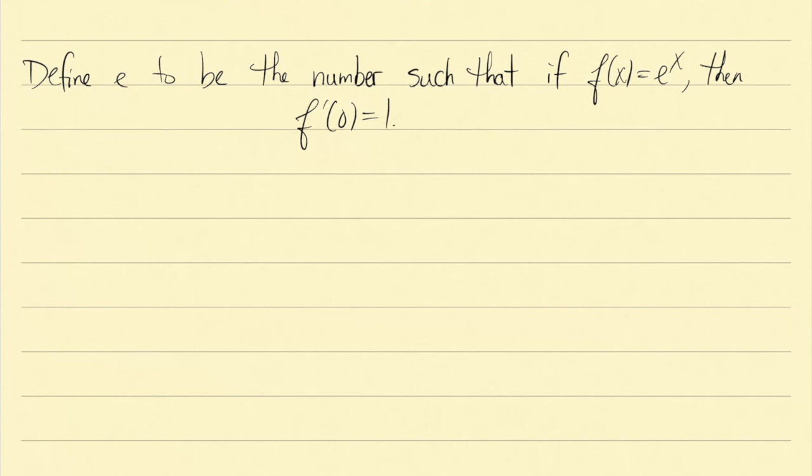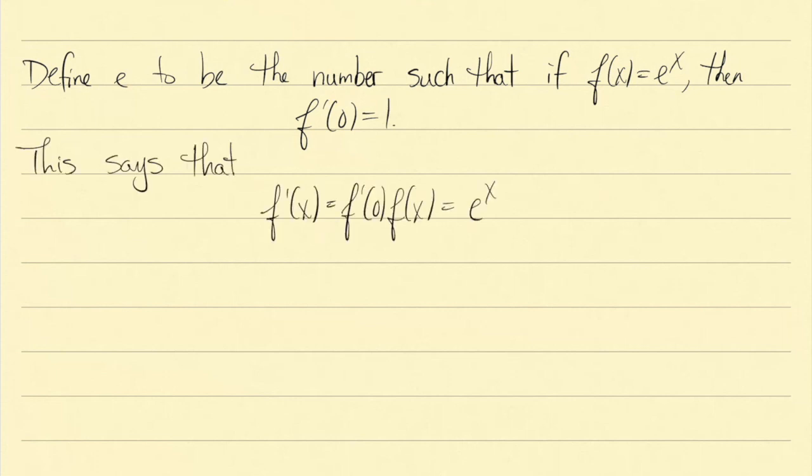Asking ourselves, well, why is that helpful? Using the formula that we had before, this tells us exactly how to compute the derivative of e to the x. So in some sense, we've rigged the game here by defining this particular base, the natural exponential e, to be the one whose derivative is itself. Right? The derivative of e to the x is e to the x.